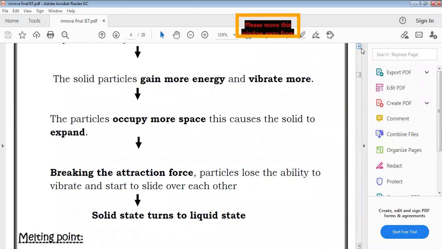Is it difficult? I'm going to repeat it again. Now the solid particles gain energy. Anyone who gains energy will move faster. When someone gains energy and moves faster, they don't need anyone to stick to them or be beside them closely, so they start to push the one beside them. They find that the one beside them has a very strong attraction force. So what will happen?